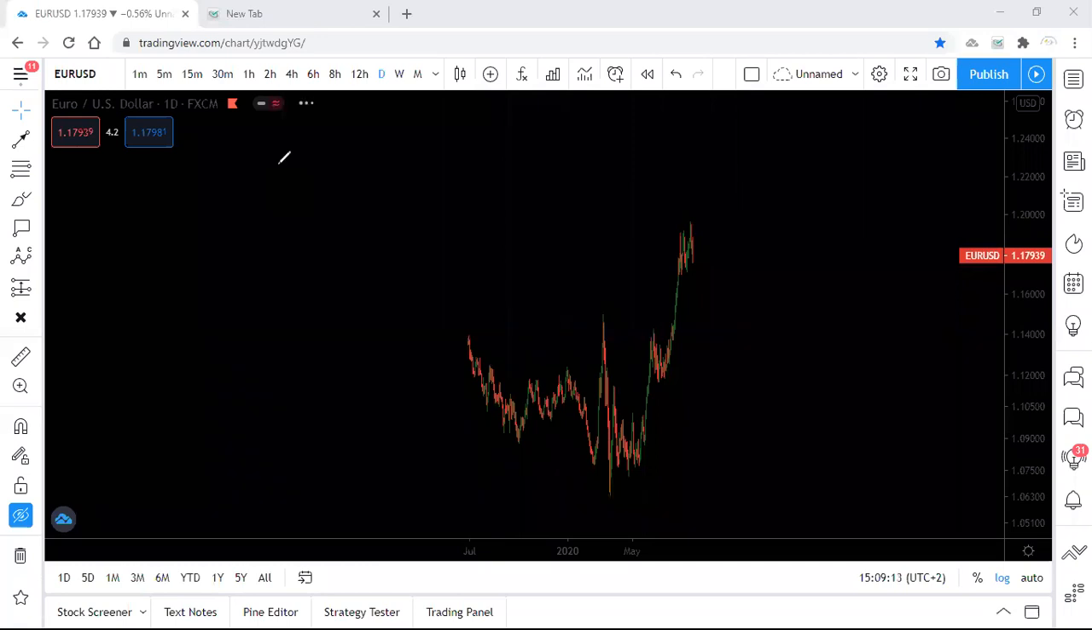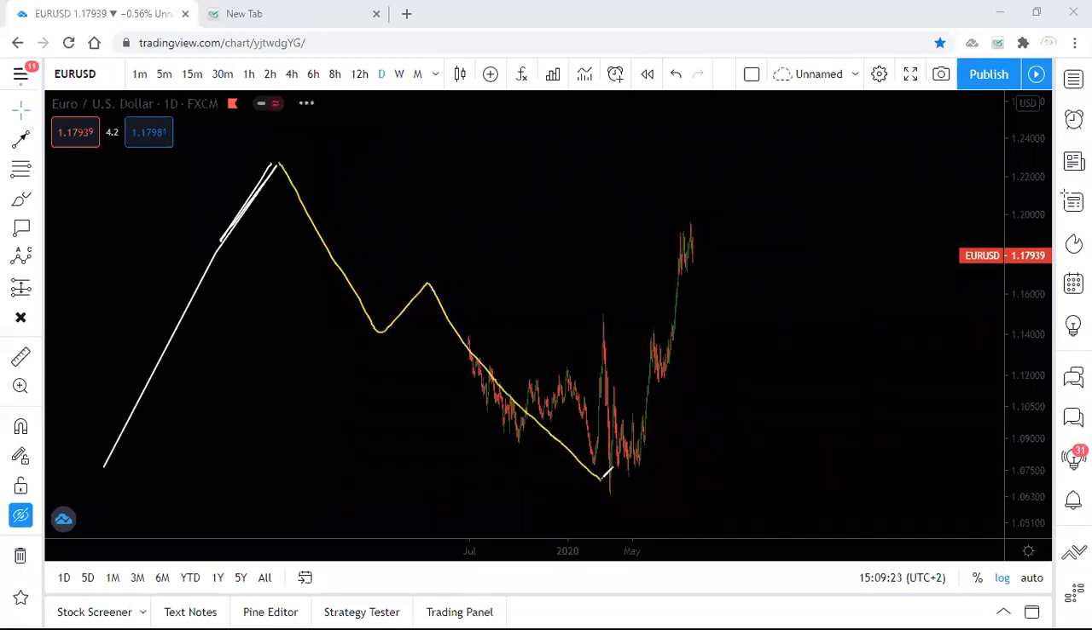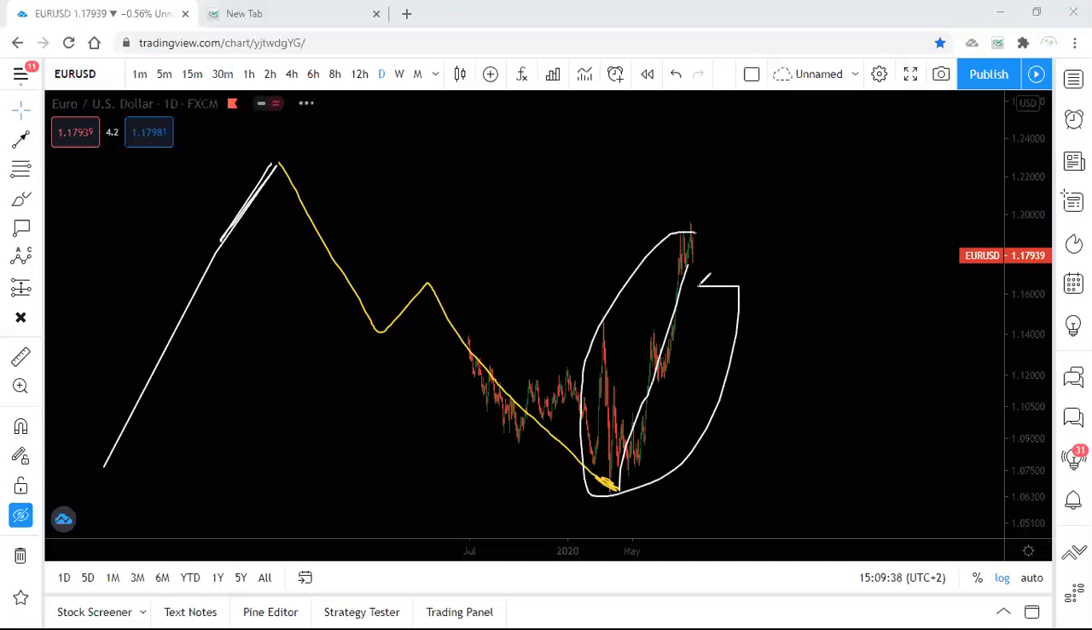On the euro US dollar, we have a move going up like that, and after that move going up, we have a three-wave move that is actually ending with a diagonal here. So that was a big diagonal that played out on the euro US dollar before we even get to this current move that is going upside. My discussion is based on this move that is going upside.